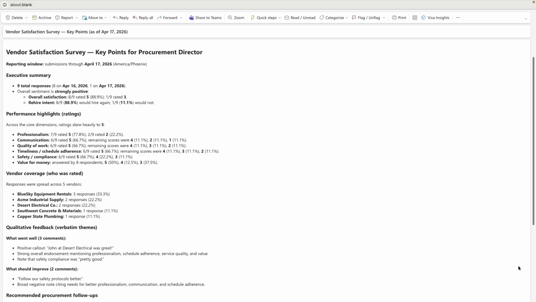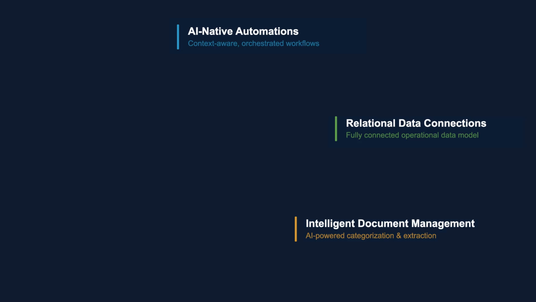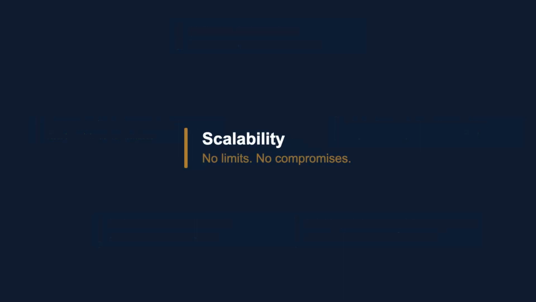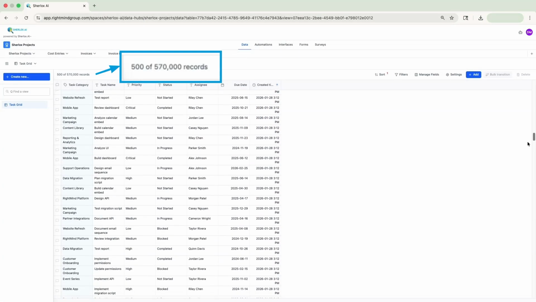to inform the decision. As you can see, Sherlox brings together AI native automations, relational data connections, intelligent document management, role-based permissions, and dynamic data presentation in one platform. But none of that matters if the platform can't grow with you. That brings me to the final point, scalability. I'm going to let the platform speak for itself.